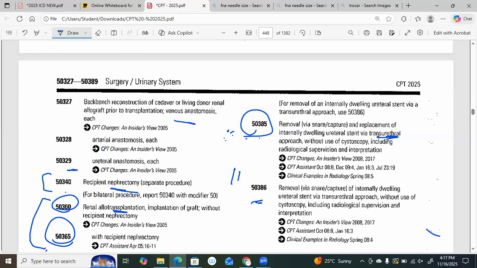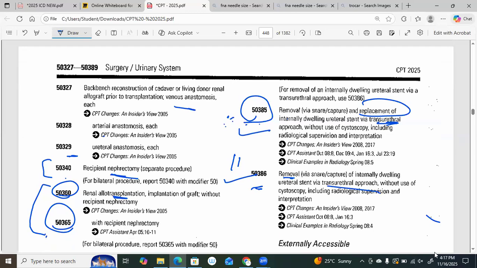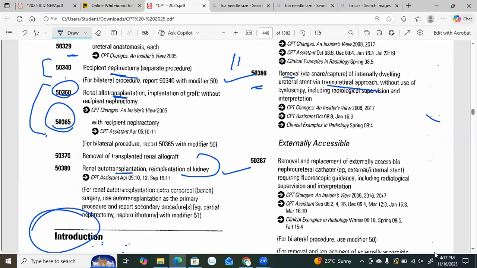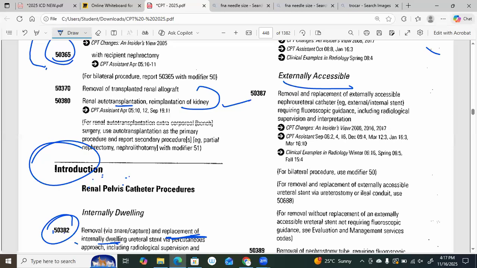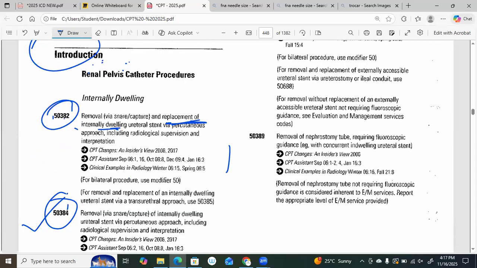Can any of you tell me the difference between 385 and 386? It's the same difference: this is a replacement, this is a removal with the transurethral approach. Then we have the externally accessible stents. So first we have a removal and the replacement. Then we have removal of nephrostomy tube.